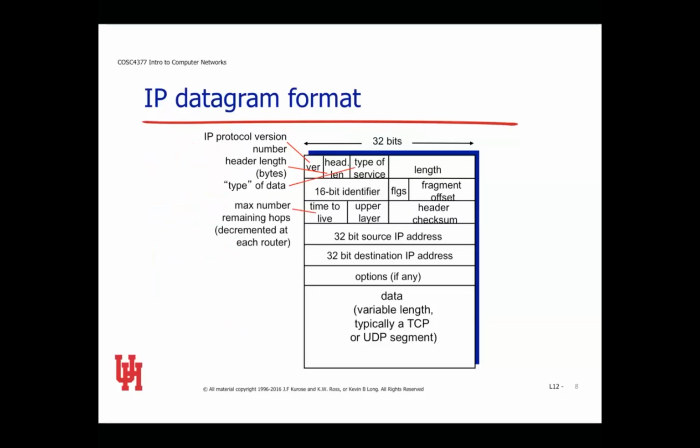Type of data, and then the maximum number of hops that a packet can be allowed to move itself across the internet before a router discards it, complaining that you've been hopping around too long.